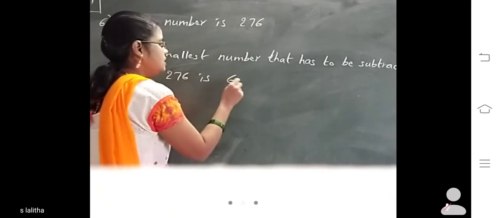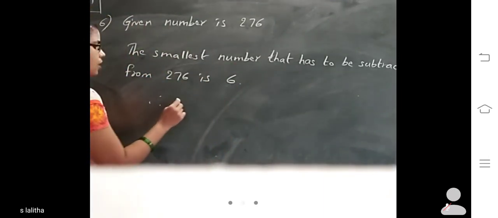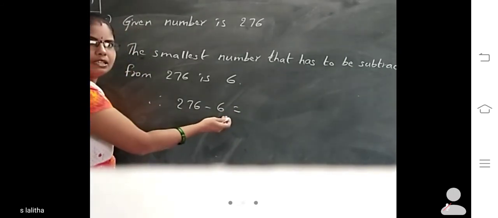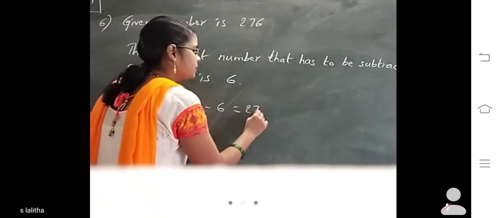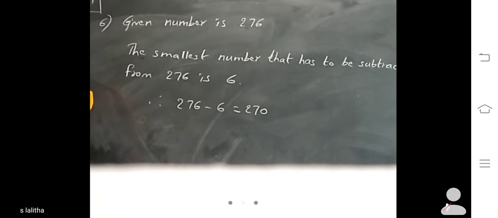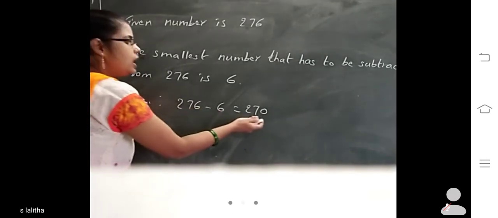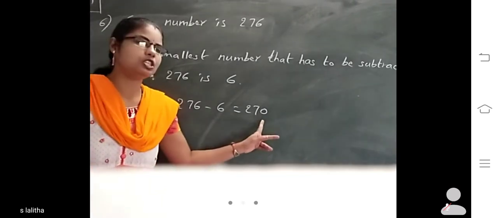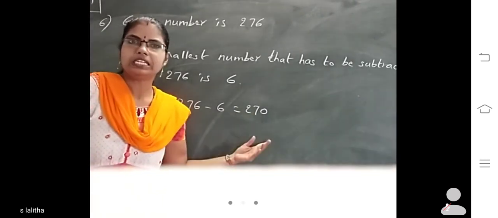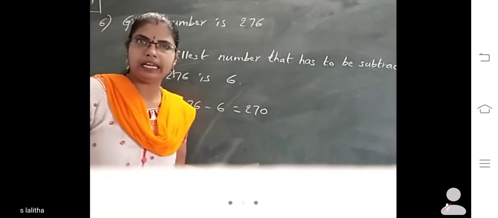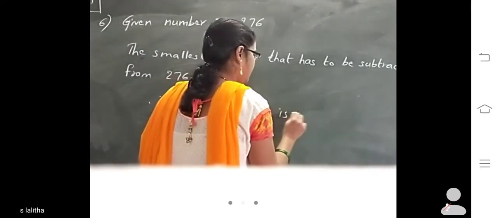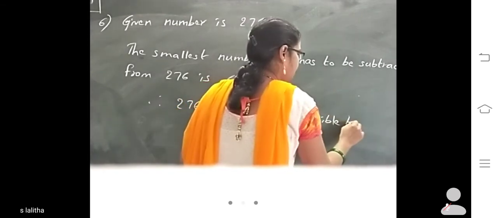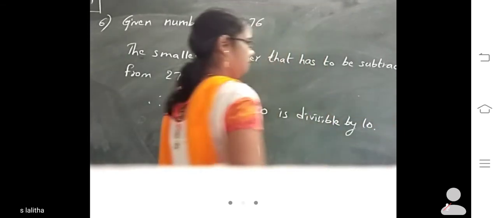So 276 minus 6, how much? 270. Is 270 divisible by 10 or not? Yes, because the ones place is 0. So it is exactly divisible by 10.